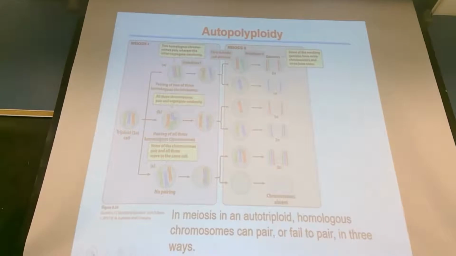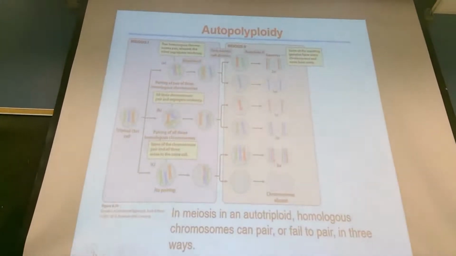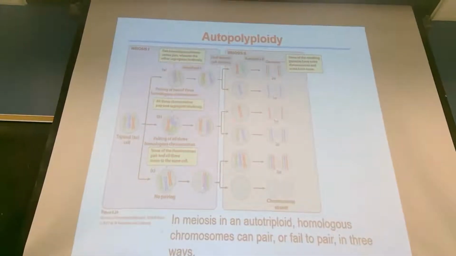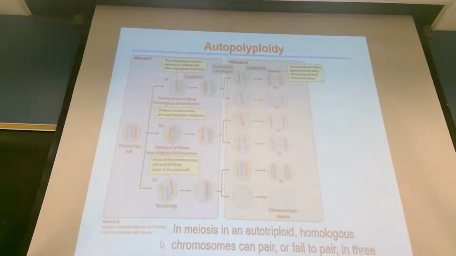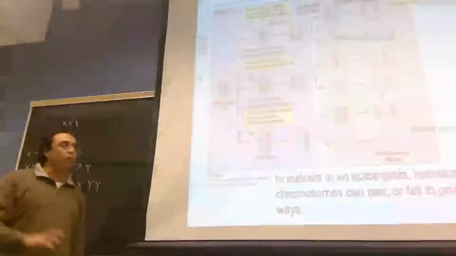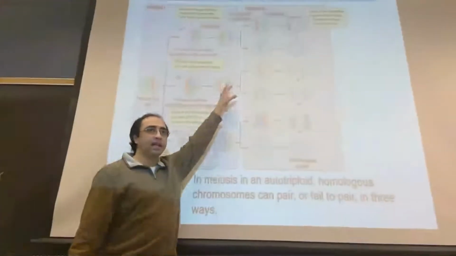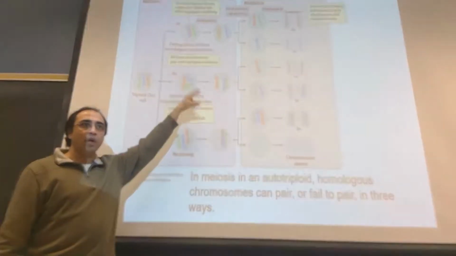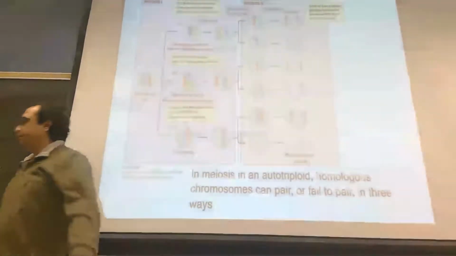This is simply the non-disjunction part. There are three things here showing how the chromosomes are arranged during meiosis, that is the spindle formation. Based on that, in which part they are separating, that is creating their tetraploid, polyploid conditions.